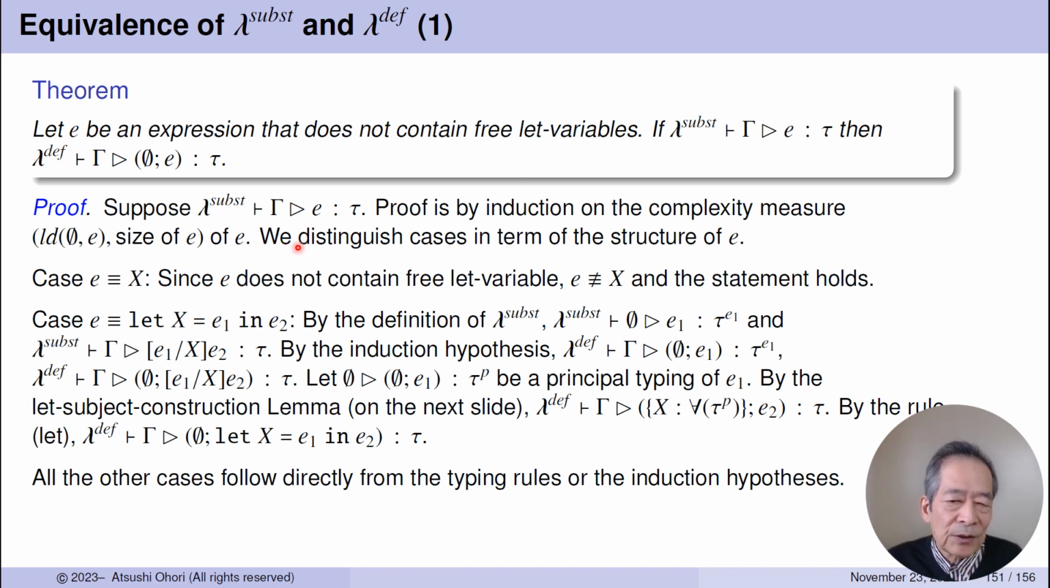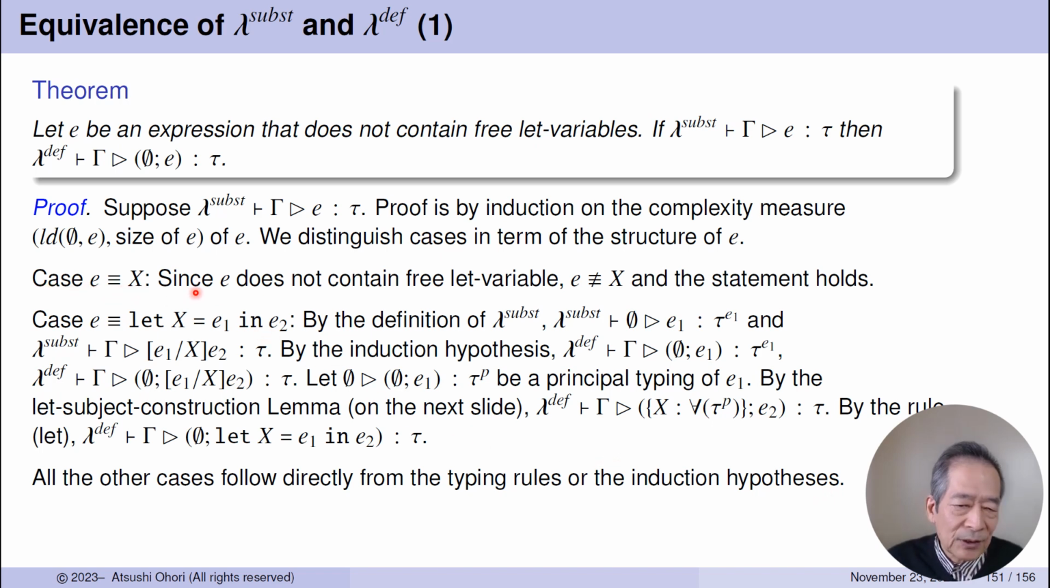But still we distinguish cases in terms of the structure of the derivation, and then we exhaust all cases. And the induction is by this complexity measure. So in order for this to be provable, we define this inductive measure, the complexity measure, so that we can reason about this type system. So the only non-trivial case is for the let variable and let expression. All the other cases follow directly from the typing rules or the induction hypothesis. So now the case for the let variable.